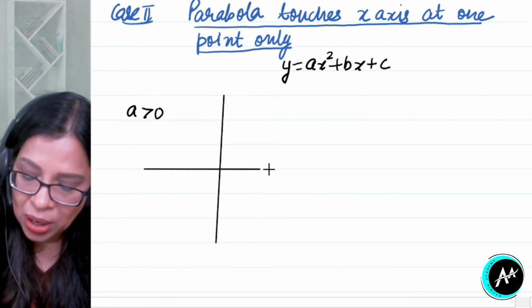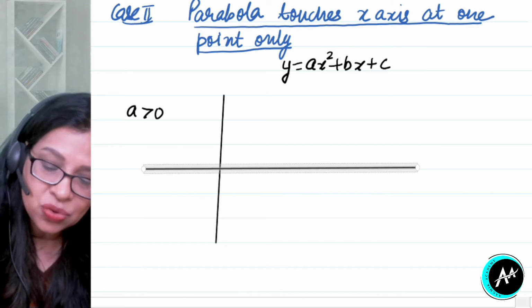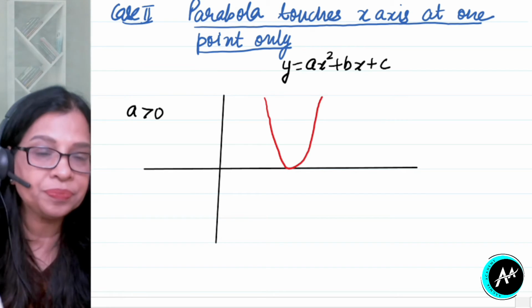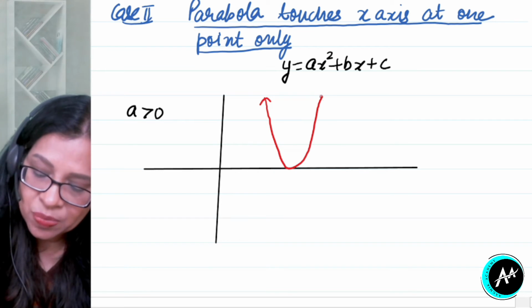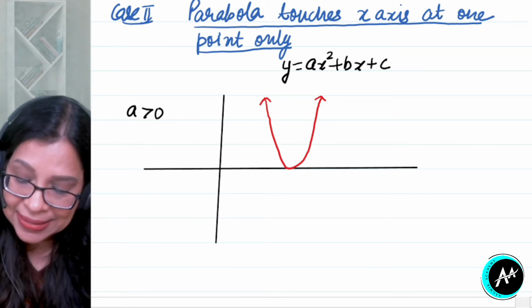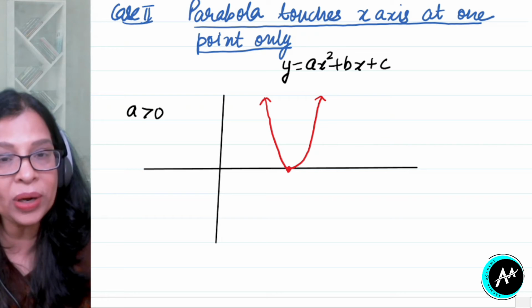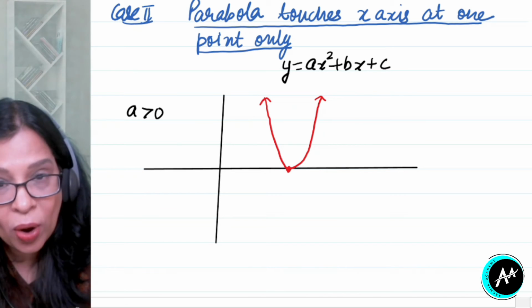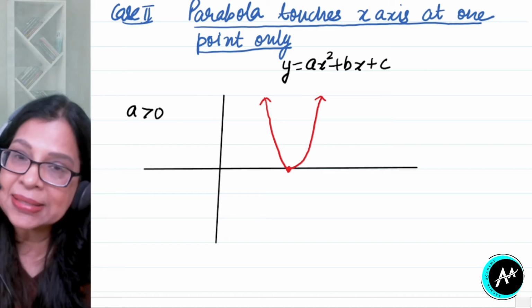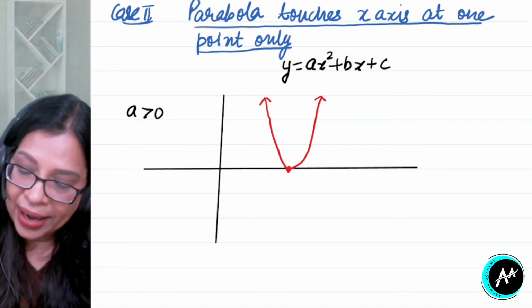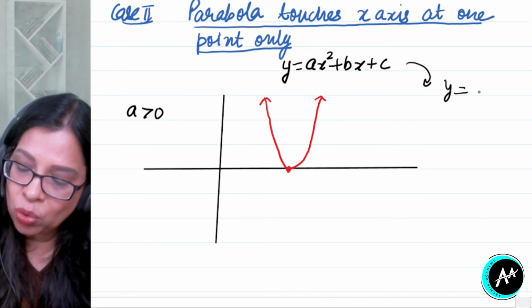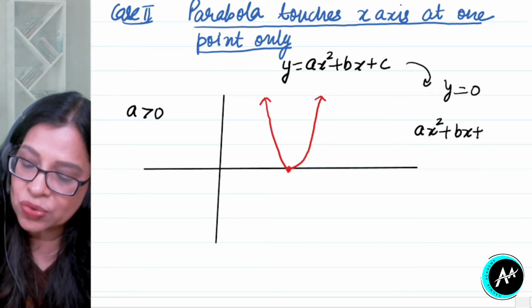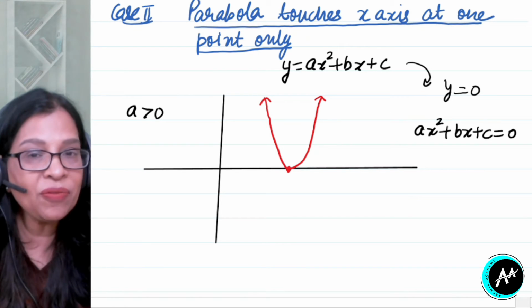So parabola will be opening upwards. Let me draw the parabola. It would be like this. So I have this parabola opening upwards. You can see it is touching x-axis at one point only. Now in this case, this point where parabola is touching x-axis, here y will be 0. So if y is 0 here, then you get quadratic equation ax square plus bx plus c equal to 0. Now there is only one root, one real root.